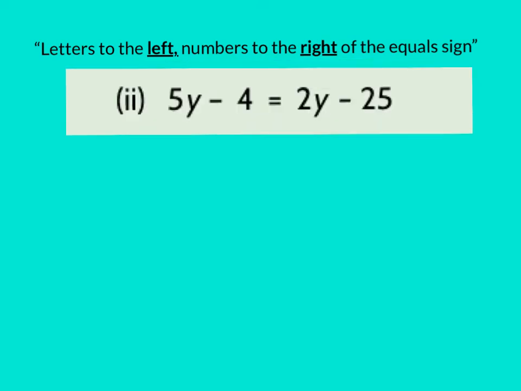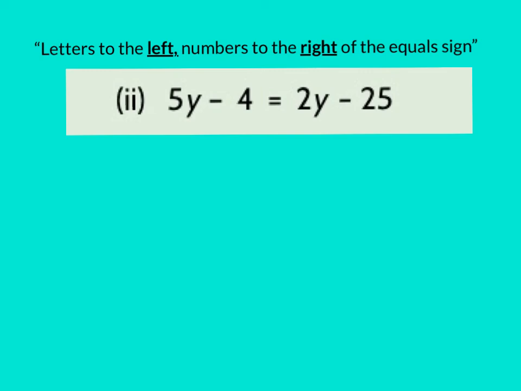Now I want you to just pause the video, have a go with this question here and see how you get on, and then when you're done, press play and I'll continue. Now just remember that this time, when I'm trying to just have letters on the left hand side, I have a -4 here. So I want you to think about how I would get rid of that -4.